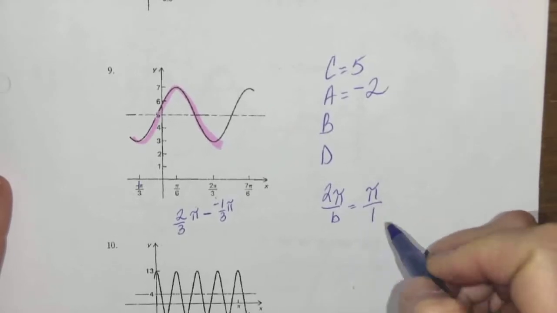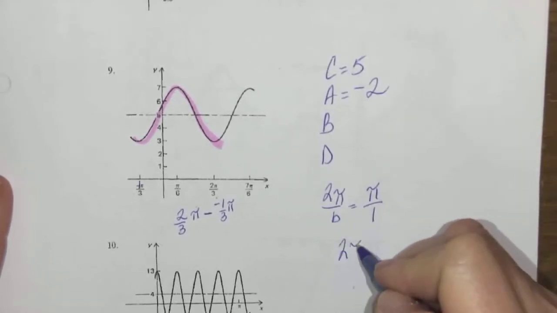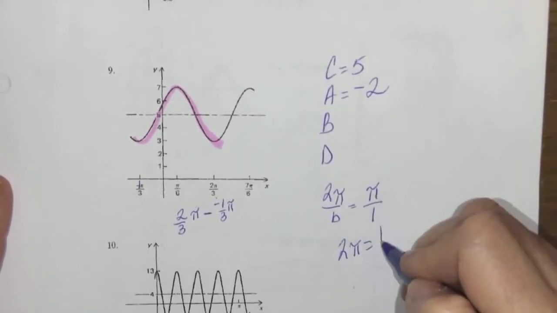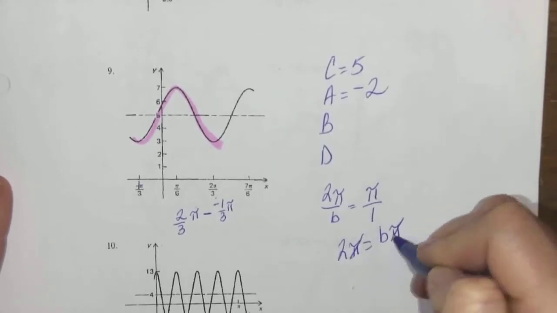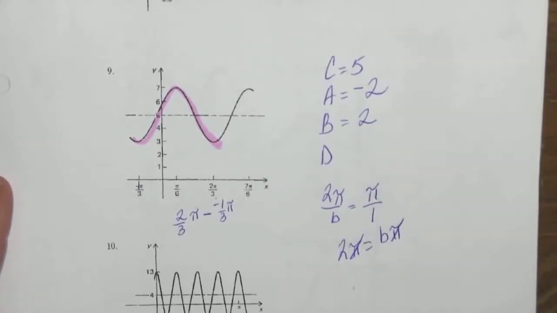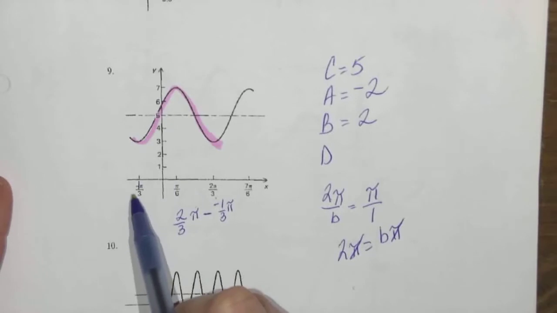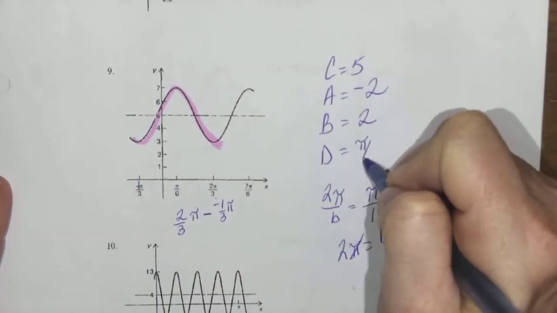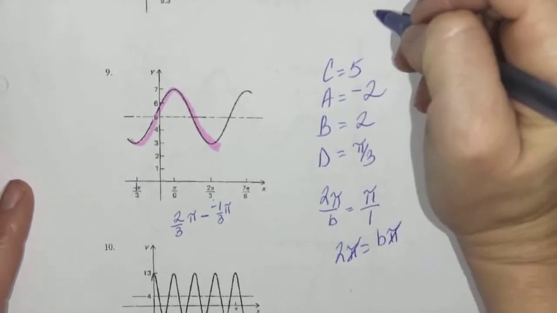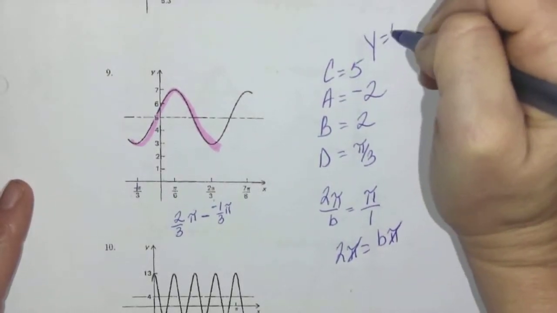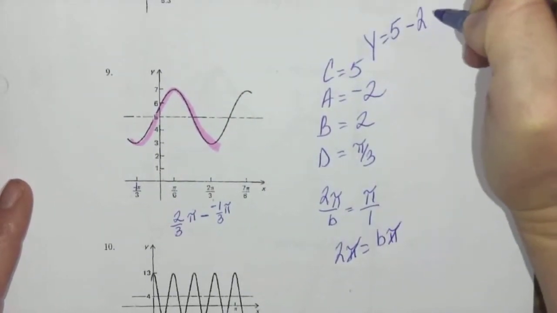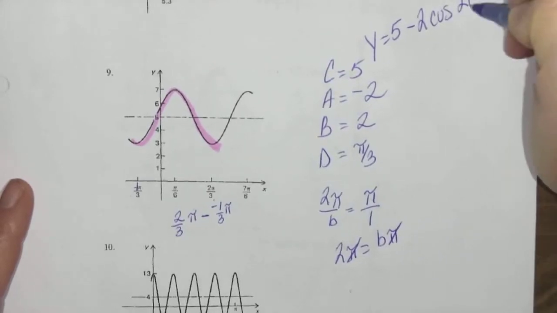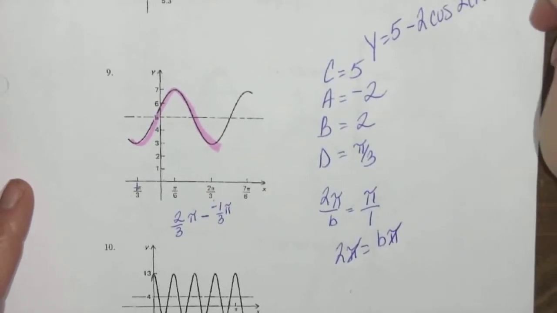Cross multiply, 2 pi times 1, 2 pi. B times pi, b pi. Pi's cross out, b is 2. This particular wave starts at negative pi over 3, so I will actually write positive pi over 3. Now I'm ready for my equation. Y equals 5 minus 2 cosine (2x plus pi over 3).